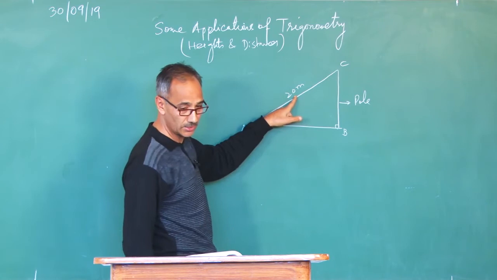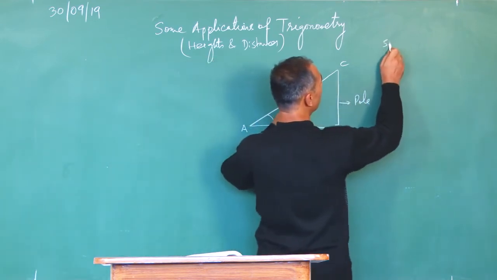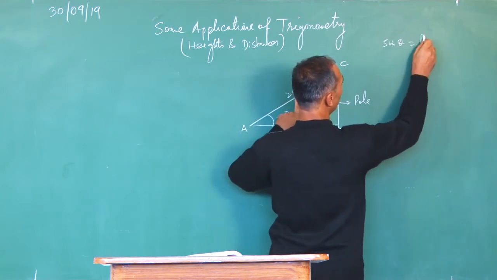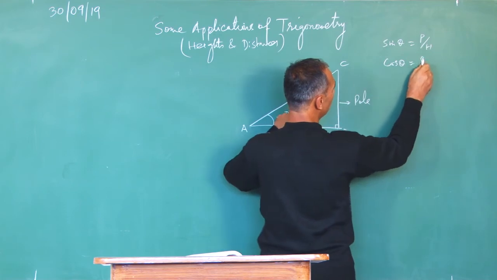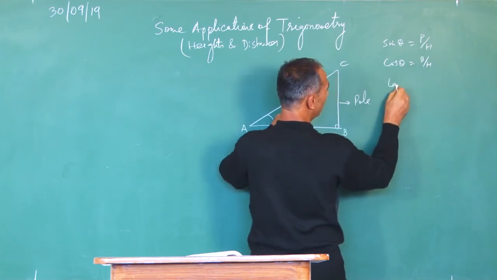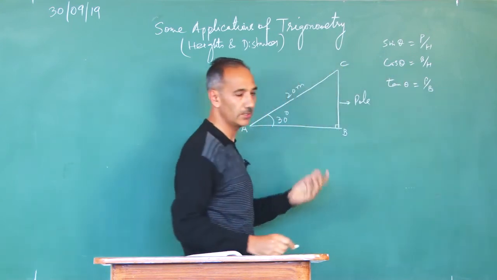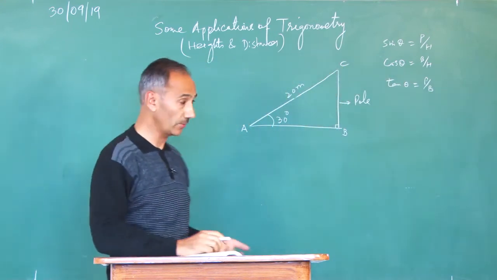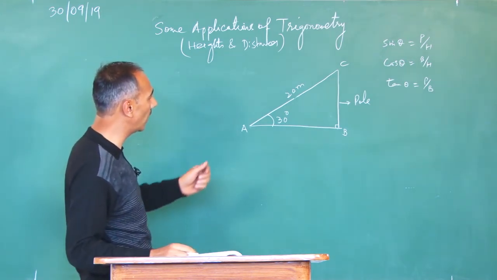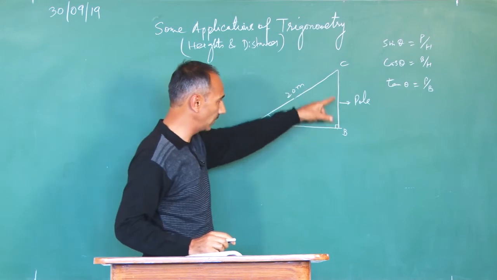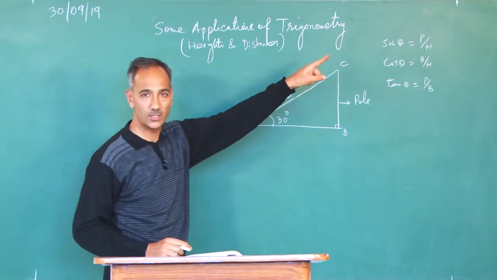Don't forget the T ratios. I should briefly write them. Sine of theta is perpendicular by hypotenuse. Cos of theta is base by hypotenuse. Then tan of theta is perpendicular by base. Then come the remaining 3 T ratios, which are reciprocals of these 3. Now, which appropriate T ratio is to be used? You are in search of the perpendicular, and the hypotenuse is given, so it's a case of sine of theta.